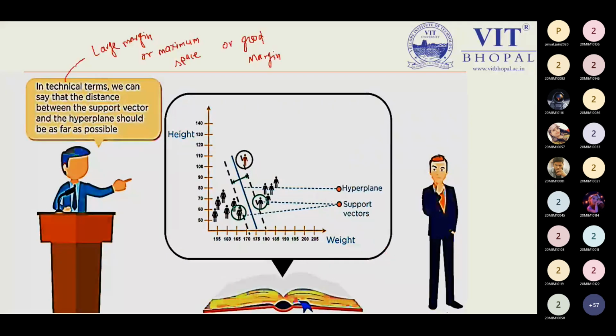So large margin or maximum space or good margin, we can say we have used. In the technical term, we can say the distance between the support vector and hyperplane. I'm speaking once again. In technical terms, we can say that the distance between the support vector and hyperplane should be as far as possible, as we have seen. So hyperplane, SVM and support vector, SVM. So we have two more terms that need to be defined, D plus and D minus. I will tell you.